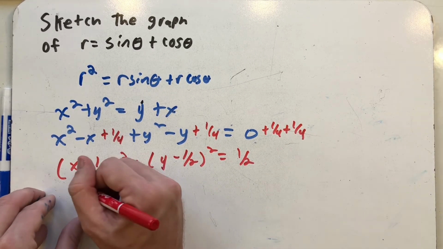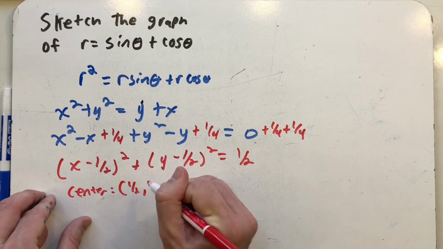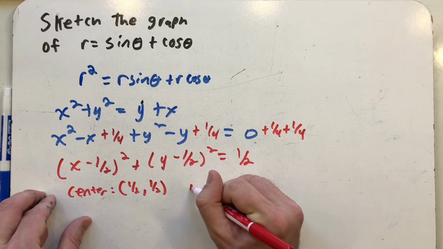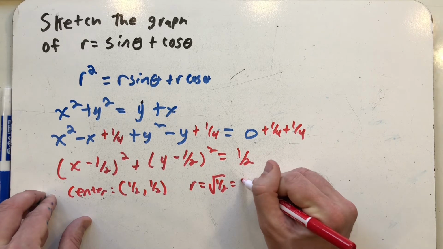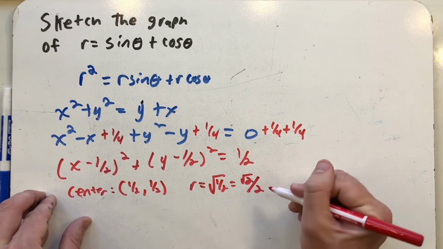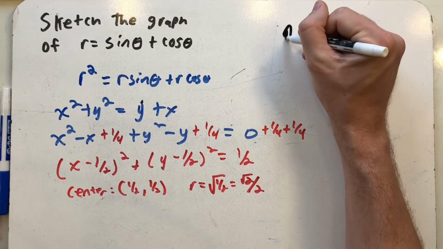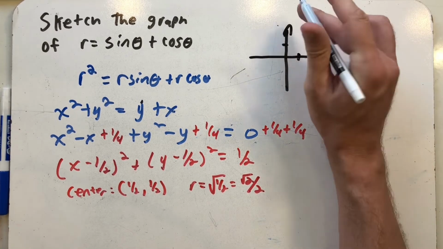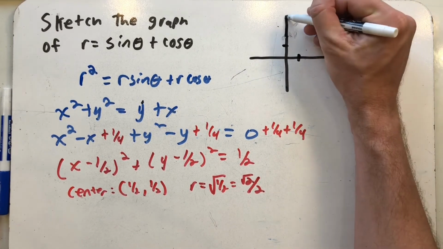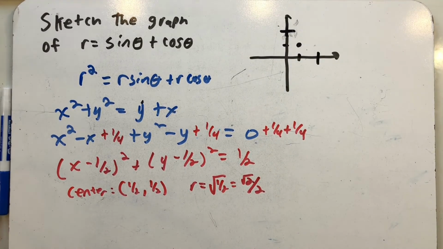And in fact, I can tell you that the center of that circle is at 1/2, 1/2. And that the radius of that circle is the square root of 1/2, which we know is root 2 over 2. So I think I'm ready to sketch the graph of this circle using those facts. So let's imagine a rectangular grid now. And 1/2, 1/2 can be that point.